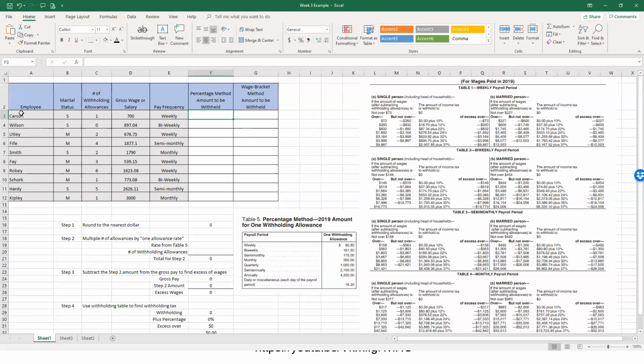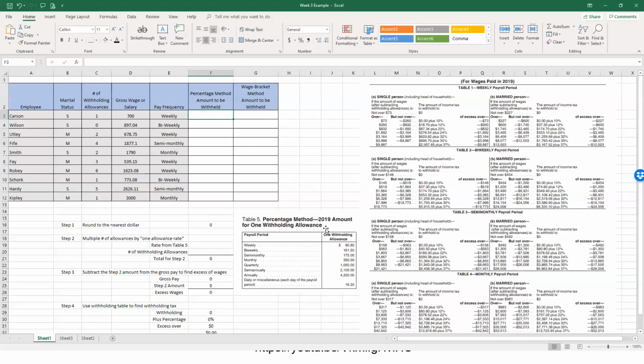Okay, so let's go ahead and work through these. So let's work on the percentage method first. I've made some cut and paste here, items from the 2019 Circular E, and I would like you to use these withholding amounts for your homework assignment. Use the current Circular E, which is for wages that were paid in 2019. So that's the one that you see on the screen here that I would like you to use for your homework assignment.